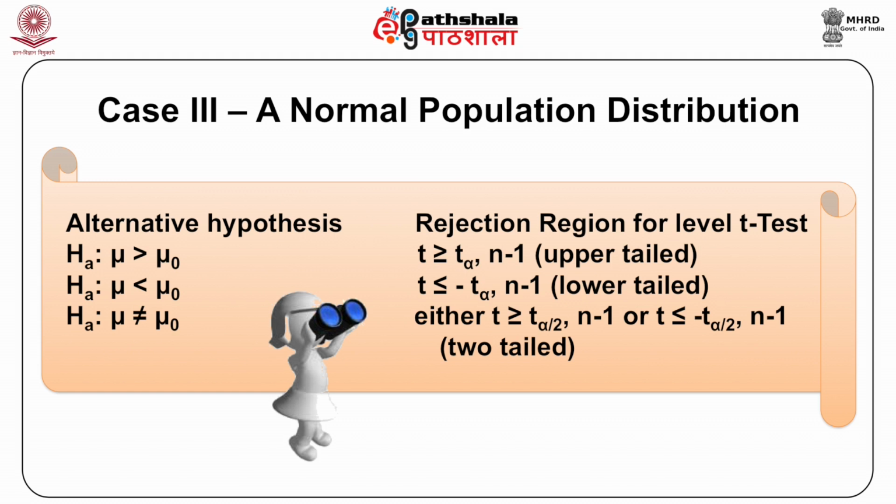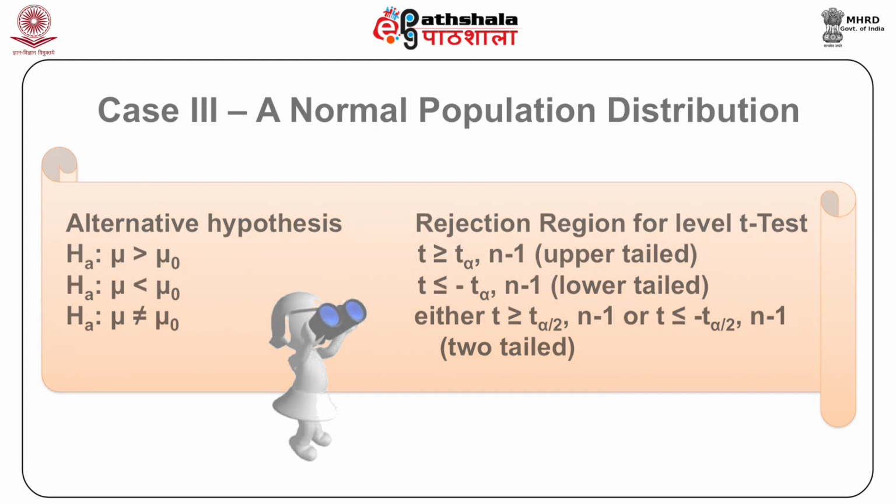HA is that mu is less than mu 0. Rejection region for a level alpha t-test is that minus T alpha, n minus 1 is greater than or equal to T, which is the lower tail test. HA is that mu is not equal to mu 0. Either T is greater than or equal to T alpha by 2, n minus 1, or minus T alpha by 2, n minus 1 is greater than or equal to T, which is a two-tail test.